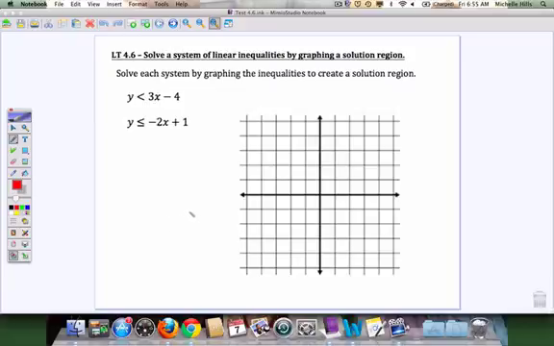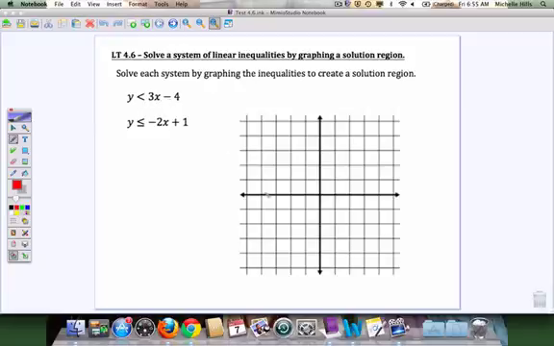So this is going to be a fairly quick run-through of the Learning Target 4.6 test questions. The assumption is by now you know how to graph a line. If not, looking at these lines, you need to go back to Learning Target 3.3 and go through those notes. So I look at the first line.